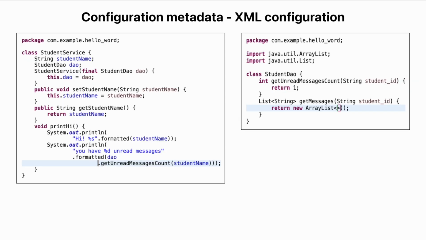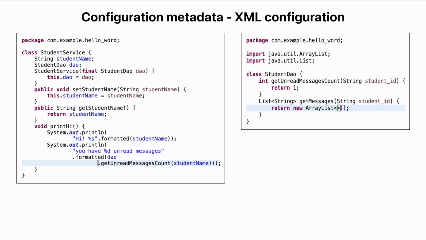Spring's IOC container is decoupled from the format in which configuration metadata is written. Configuration metadata can be provided as annotation configuration, Java configuration, and XML configuration. Bean definitions can be provided as an XML file.